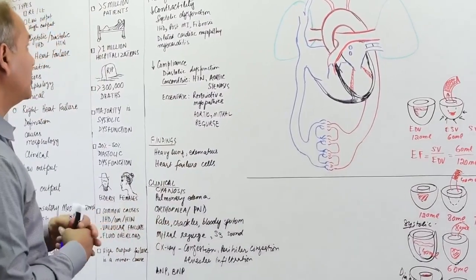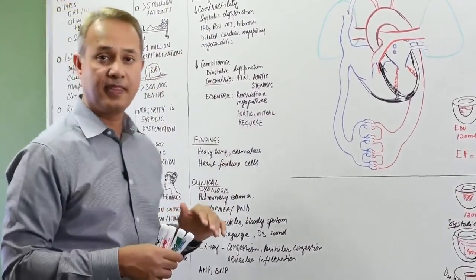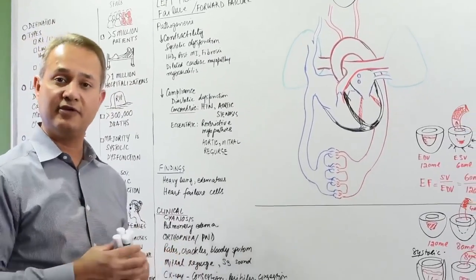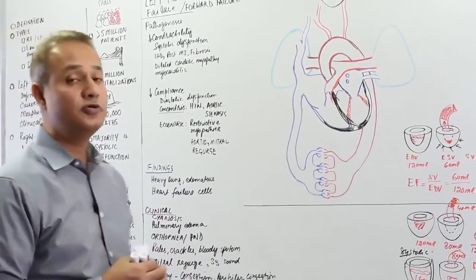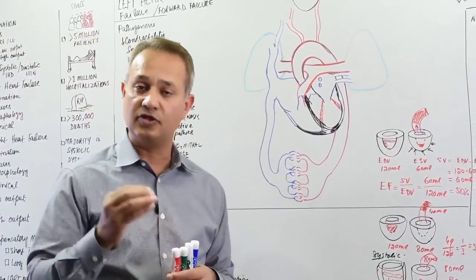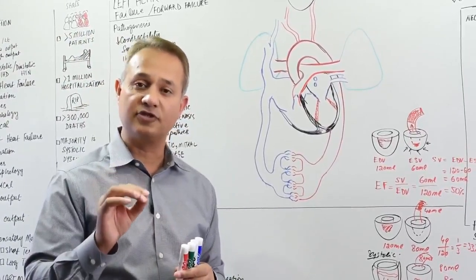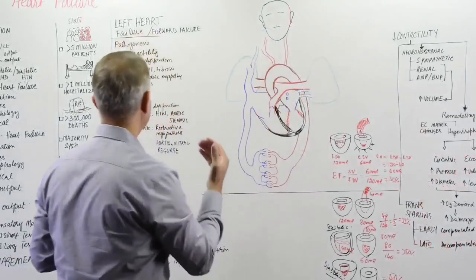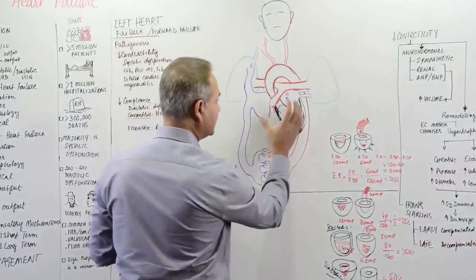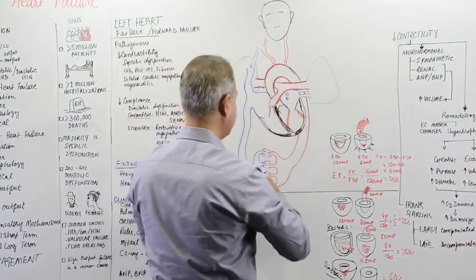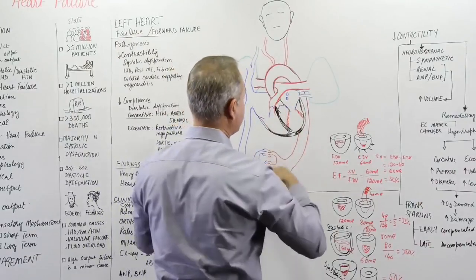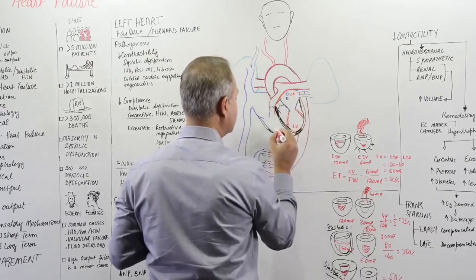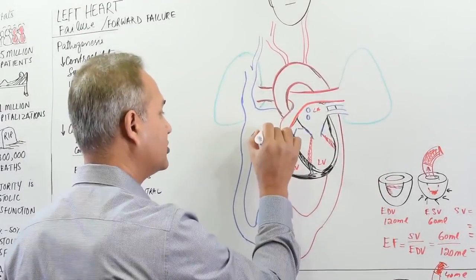Let us now start with the left ventricular failure. So first of all, what is the pathogenesis of the left ventricular failure? Reduced contractility. We're talking about the systolic dysfunction first. So let's say here is our heart. This is the left atrium. This is left ventricle. This is right ventricle, right atrium.